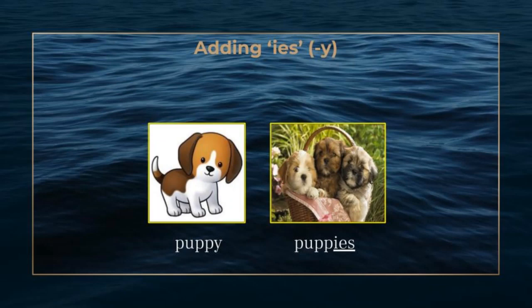What do we have to do now? We have to remove the last letter Y and then add IES to make it plural. Okay, the plural form of puppy is puppies. Here we removed the last letter Y and then added IES. The singular noun is puppy and the plural form of puppy is puppies.